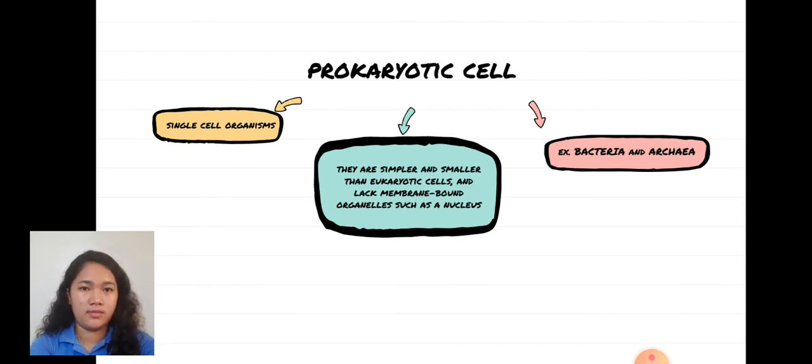Prokaryotic cell. Single-cell organism. They are simpler and smaller than eukaryotic cells and lack membrane-bound organelles such as a nucleus. Examples of prokaryotic cells are bacteria and archaea.